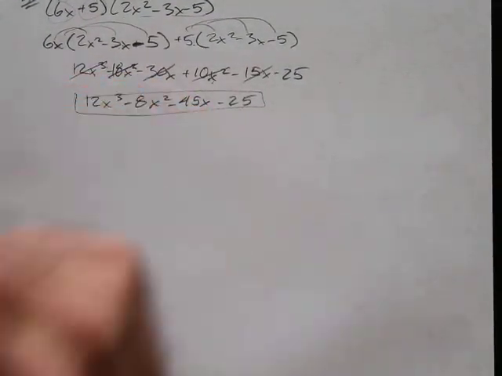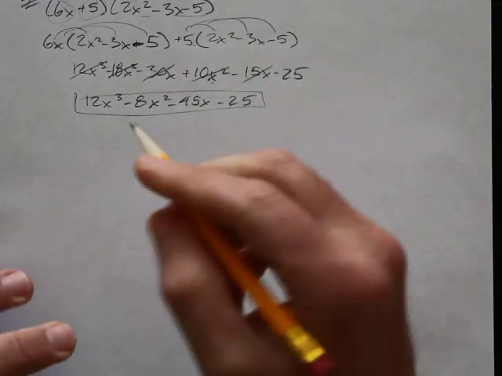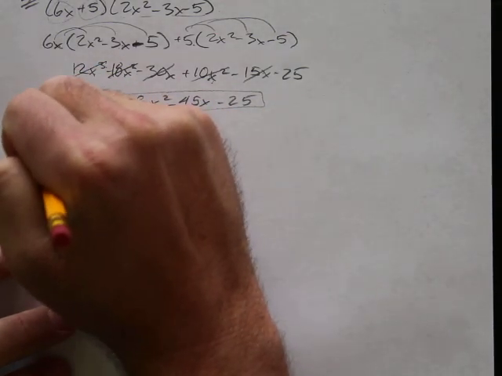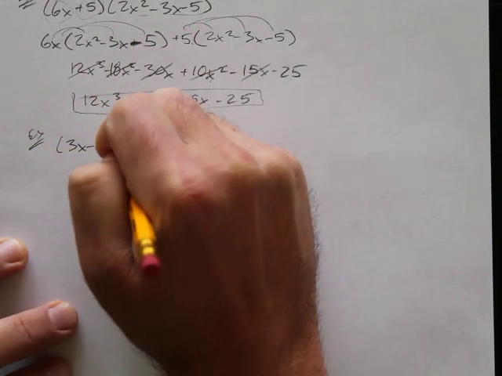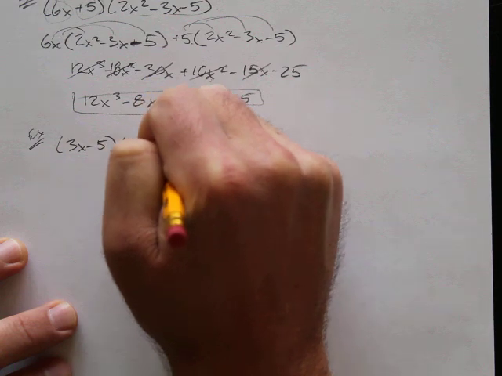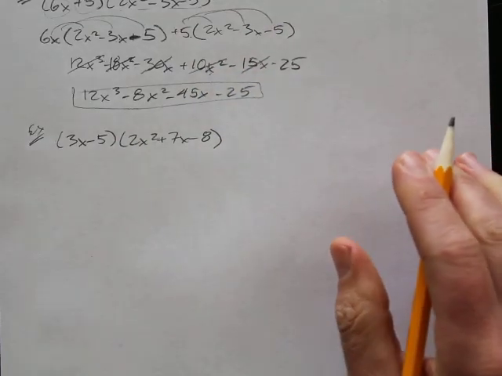All right, let's do another one. Okay, let's do one more here, and then we'll have you do one on your own. 3x minus 5 times 2x squared plus 7x minus 8.